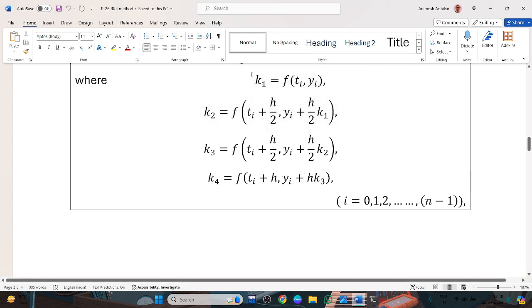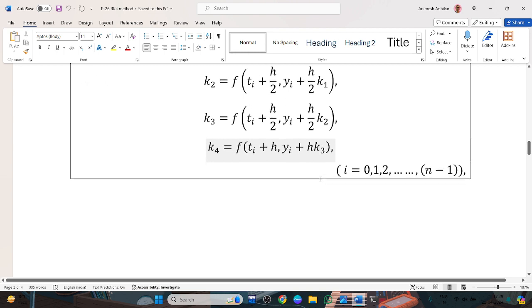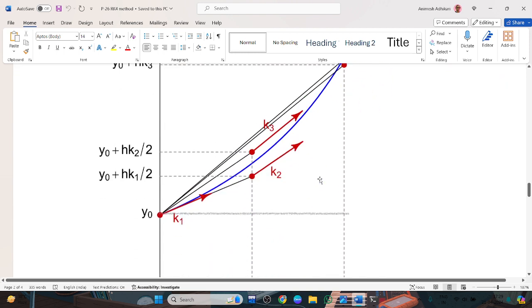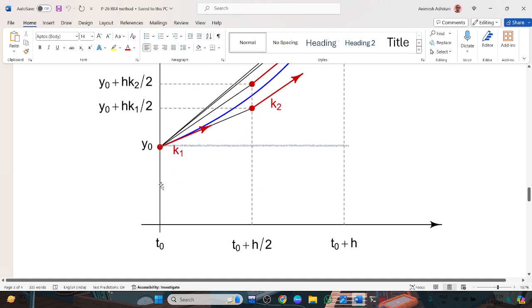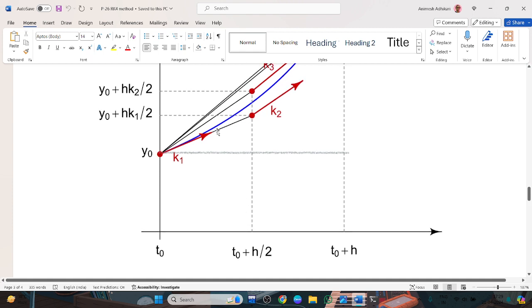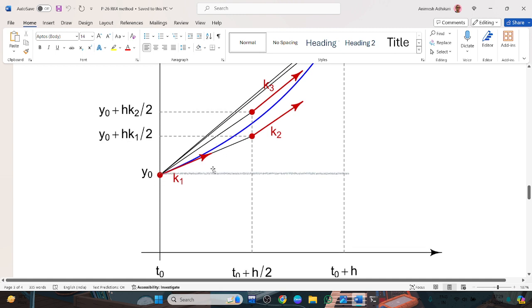This f is the value of dy/dx equal to f. So obviously this k1 is the dy/dx, and k2 equal to f, that is dy/dx at the point t_i plus h by 2, y_i plus h by 2 k1. k3 equal to this function f, equal to this, and k4 equal to this. So geometrically this point is y0, at t0. We are interested in one interval, t0 to t0 plus h, and this point is the midpoint t0 plus h by 2. So k1 is the derivative dy/dx, that is the tangent at this point y0.